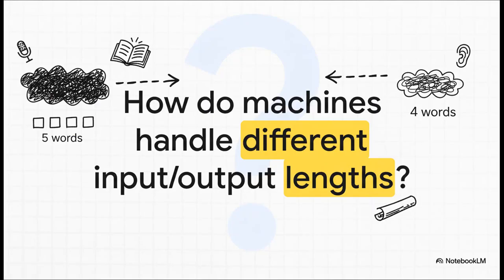So let's start with a basic question. Just think about machine translation for a sec. The English sentence, I am a student, has 4 words. But in French, that's Je suis un étudiant, 5 words. Or what about summarizing a huge, long article into just a couple of sentences? The input and output lengths are totally different. So how on earth does a machine handle that?